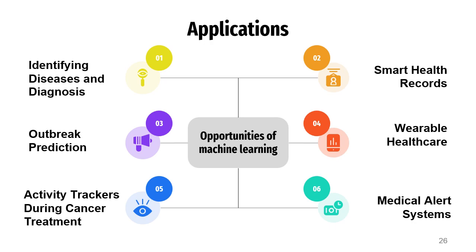ML algorithms can be used to analyze electronic health records to identify trends and patterns that may be useful for clinical decision making. For example, ML algorithms can analyze EHRs to identify patients at risk for readmission or to predict the likelihood of a patient developing a particular condition.